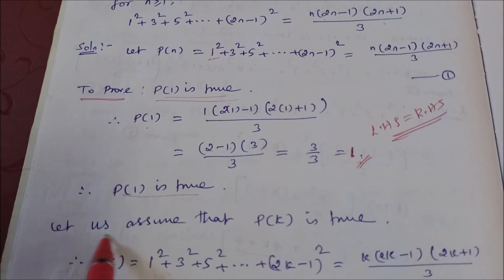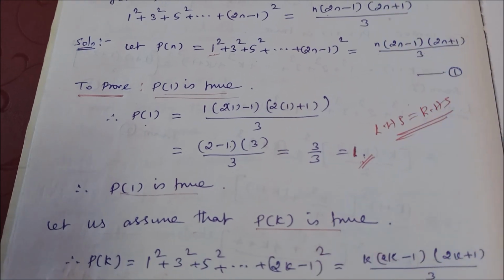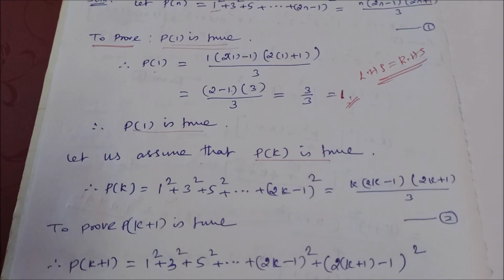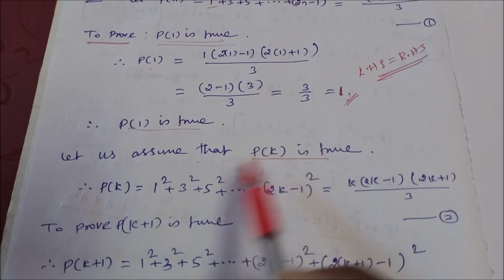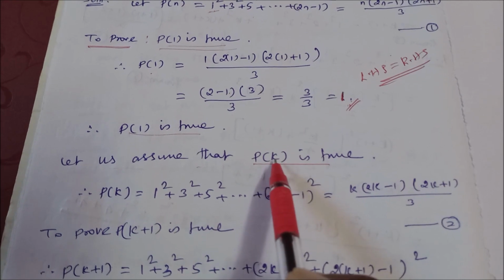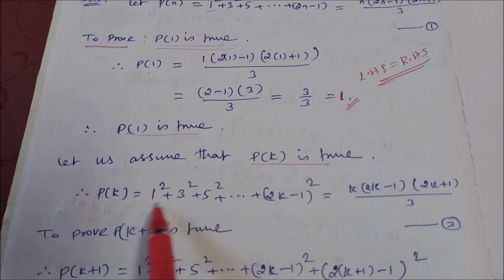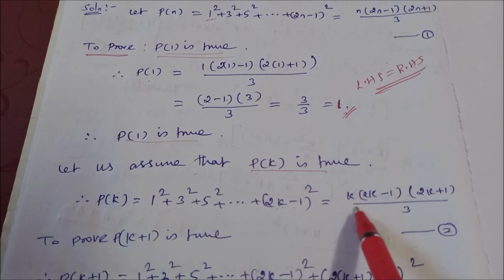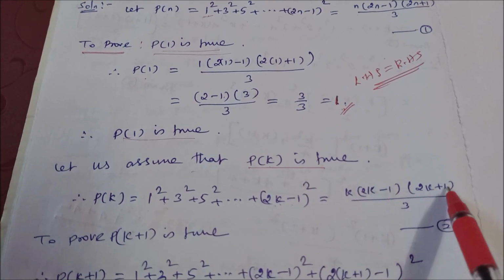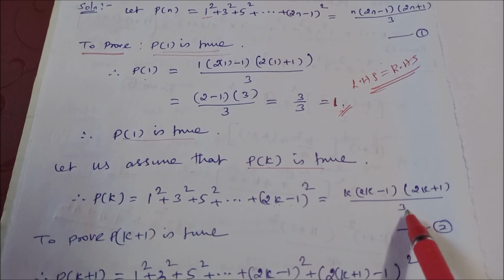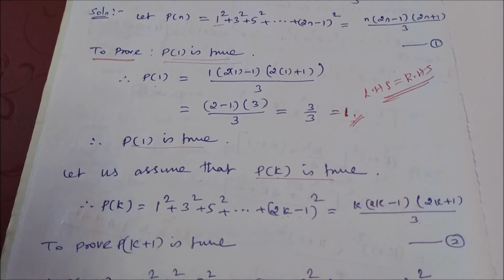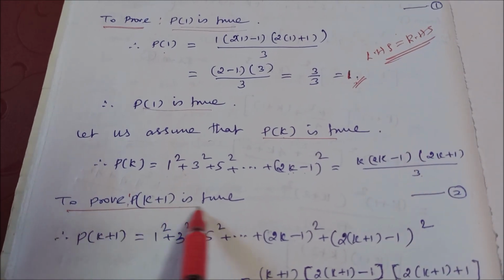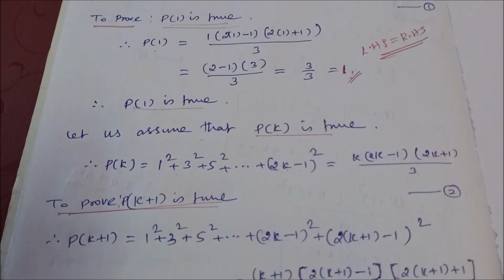After that, let us assume that P of k is true. So P of k is true, meaning that k satisfies the given equation. So replace n by k. P of k: 1 square, 3 square, 5 square, etc., 2k minus 1 whole square, equal to k into 2k minus 1, 2k plus 1 by 3. Replace n by k. The third step is to prove P of k plus 1 is true.